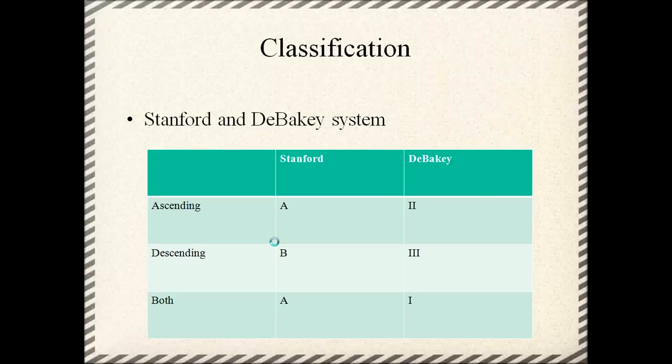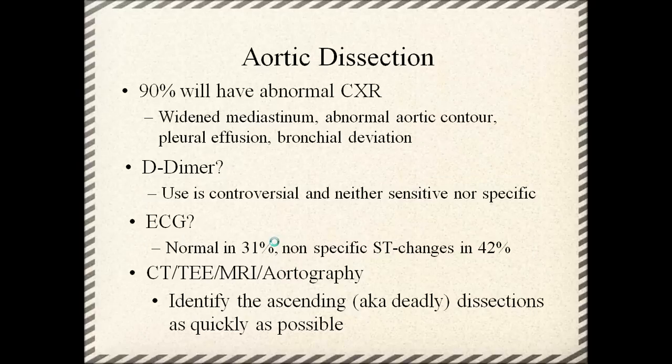90% will have an abnormal chest x-ray. The four things to look out for are a widened mediastinum, abnormal aortic contour, a pleural effusion, and bronchial deviation. If you don't see any of these, then there's a 90% chance it's not an aortic dissection.